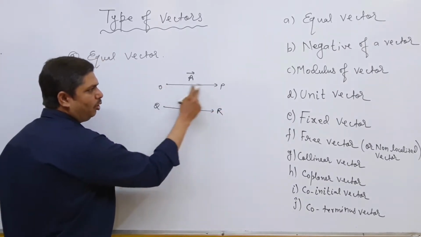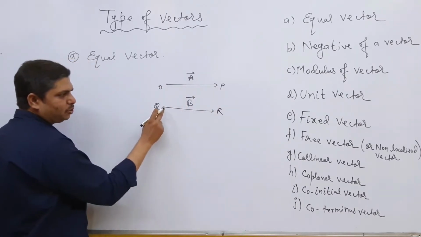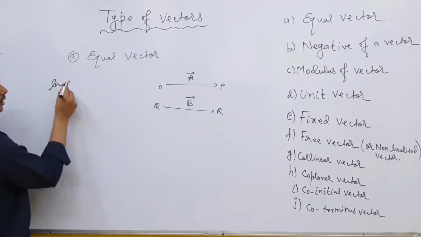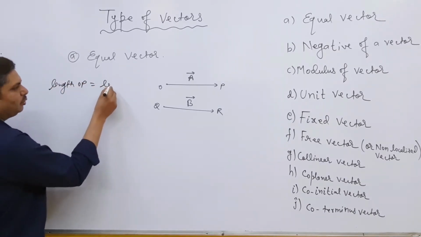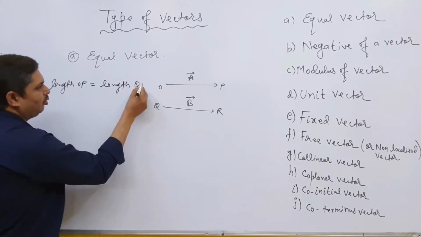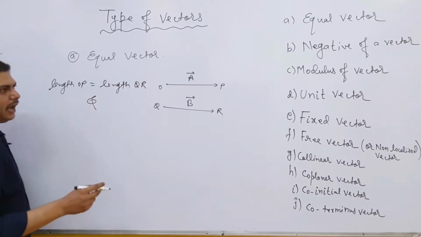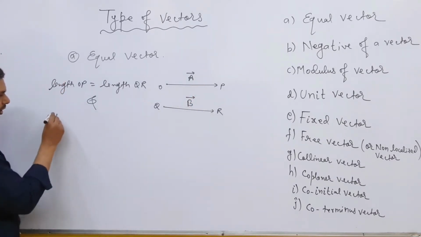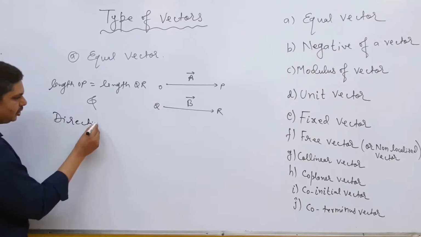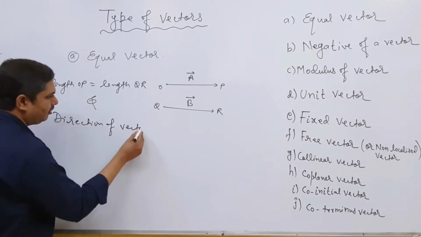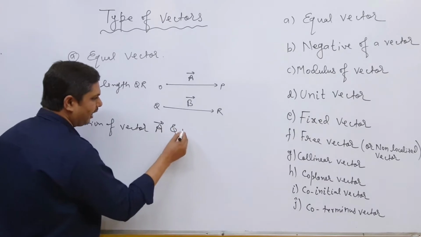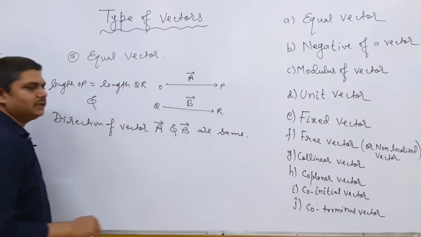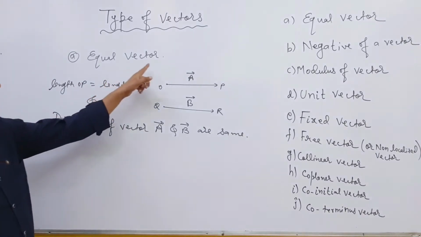Then the length OP is equal to QR. This means that length OP equals length QR, and the direction of vector A and vector B are the same. Then this is said to be equal vector.